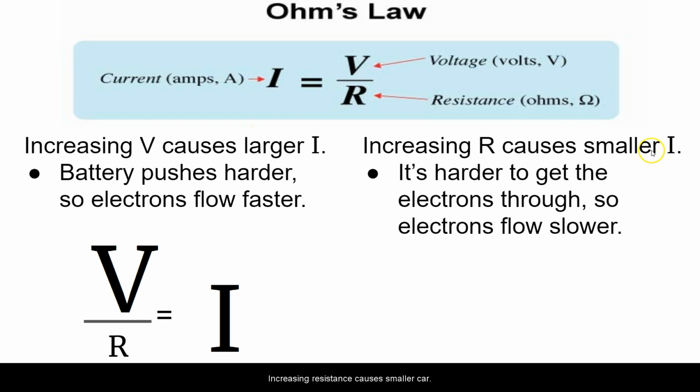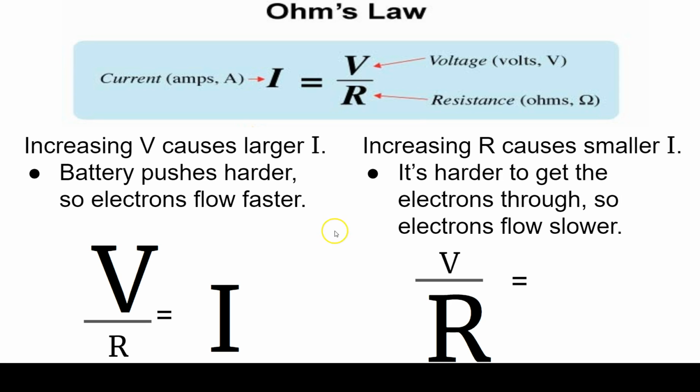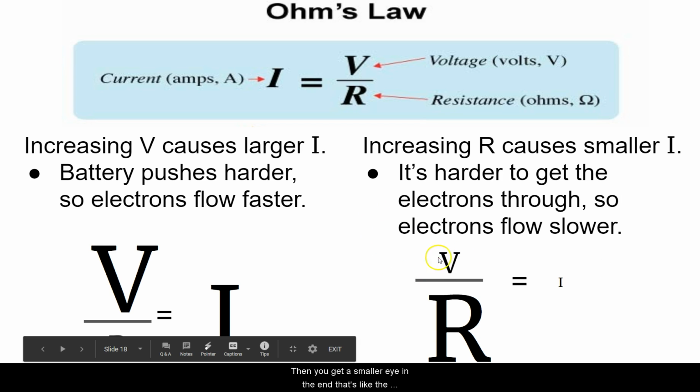Increasing resistance causes a smaller current. It's harder to get the electrons through, so the electrons flow slower. So in this case, you get the R that's bigger, then you get a smaller I in the end. That's like the simulation that you guys saw before.